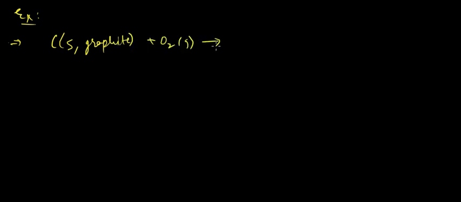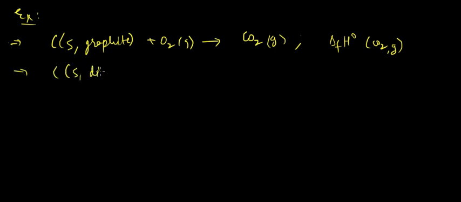Okay, hi guys, so let's continue on seeing more on delta RH naught and delta FH naught. Suppose we have an example in which carbon in solid state, which is graphite, is reacting with O2(g) and forming CO2(g). For this reaction, delta RH naught would simply be delta FH naught of CO2(g).